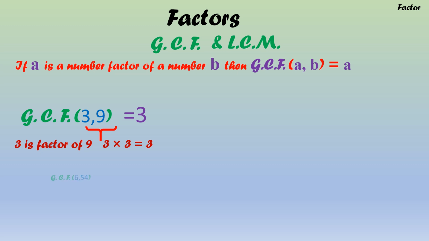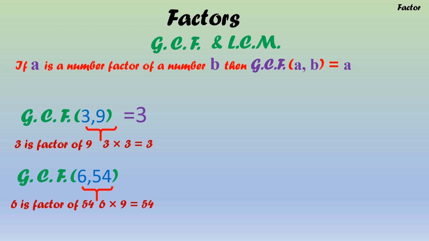Let's take another example. What's the greatest common factor of 6 and 54? Since 6 is a factor of 54, 6 times 9 is equal to 54, then the greatest common factor is 6. So here, for the greatest common factor we choose the factor, and for the least common multiple we choose the multiple, if a is a factor of b.